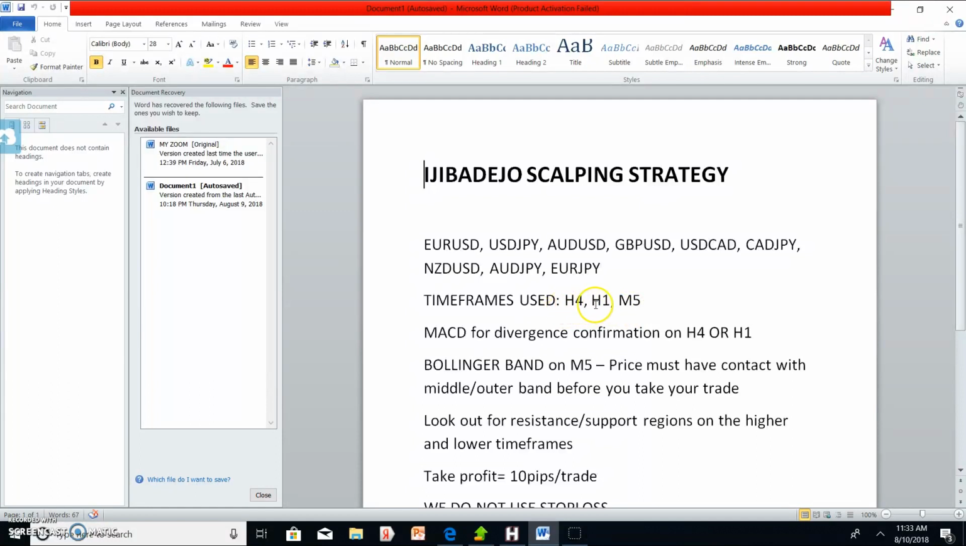I actually use the 4 hours and the 1 hour to determine the trend, and I use it to determine resistance and support levels, key levels where I expect price to react. And let's go straight to the chart.